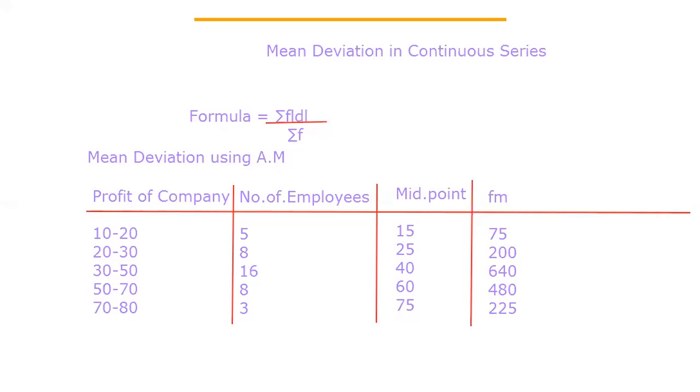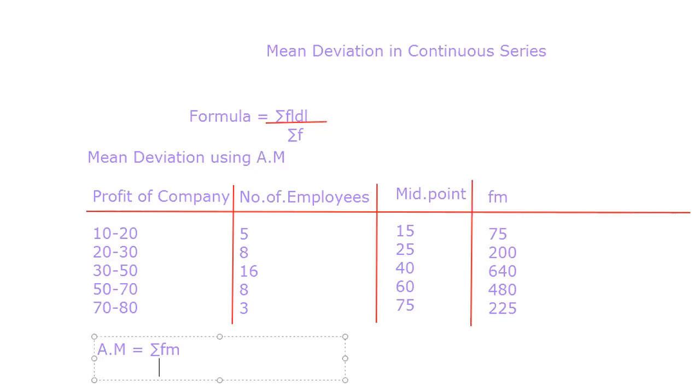Now we need to find sigma fm by sigma f. So the formula for identifying arithmetic mean is sigma fm divided by sigma f. Is it visible for you guys? Yes, sir. Okay. So what is our sigma fm? 1000. Have you calculated? Calculating.